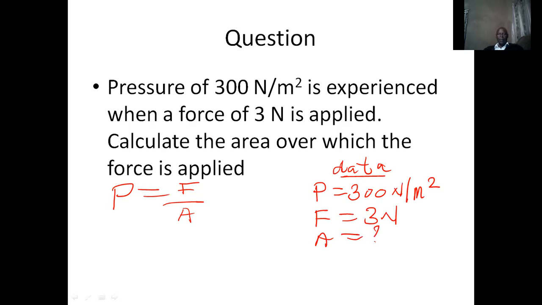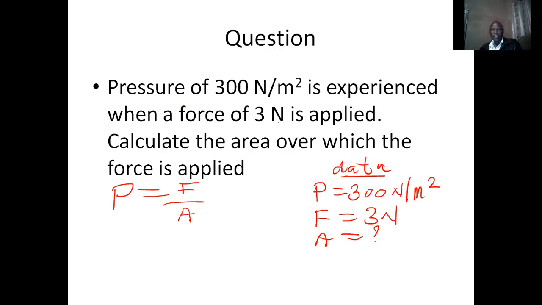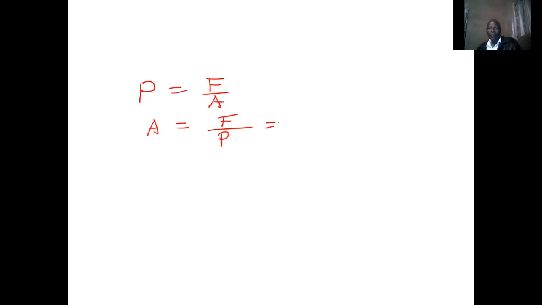Area will be equal to, we do not know. And so we can make area the subject of the formula. We can say area is equal to force over pressure. And we merely substitute. We are given that the force is 3 newtons.